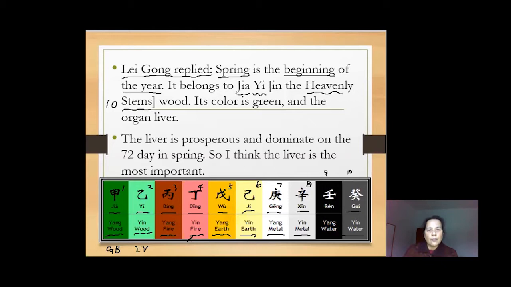And the same thing for fire. Zang organs, the heart belongs to fire, and the pericardium also belongs to fire. And yang fire is the small intestine and the sanjiao. And in earth, everybody knows that's the spleen. Yang earth is the stomach. In metal is the lung. Yang metal is the large intestine. In water is the kidney. Yang water is the bladder.